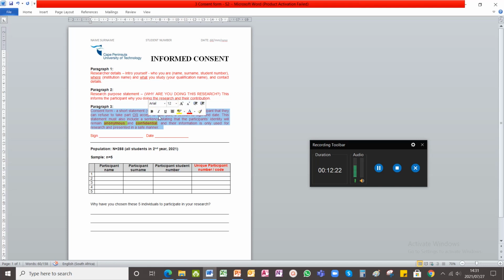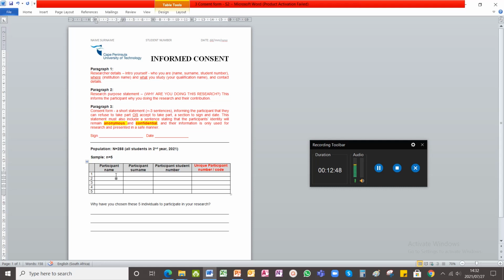They can take part or not. The information will be private, anonymous, and confidential. And if they accept, they must sign and put the date. Then, your full population is 228. That's all the students for second year in 2021. Your sample will only be 5. In this table over here, you have to record your 5 people.